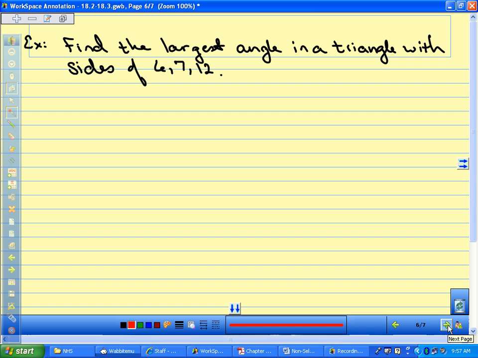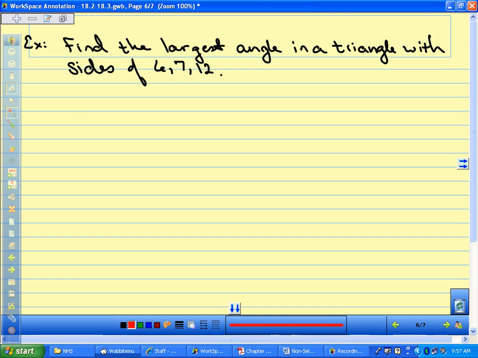Let's take a look here at finding an angle. Find the largest angle in a triangle with sides of 6, 7, and 12. First of all, will sides 6, 7, and 12 work? Do you recall from last year in geometry the triangle inequality? Triangle inequality states that the sum of any two sides of a triangle has to be what in relation to the third?